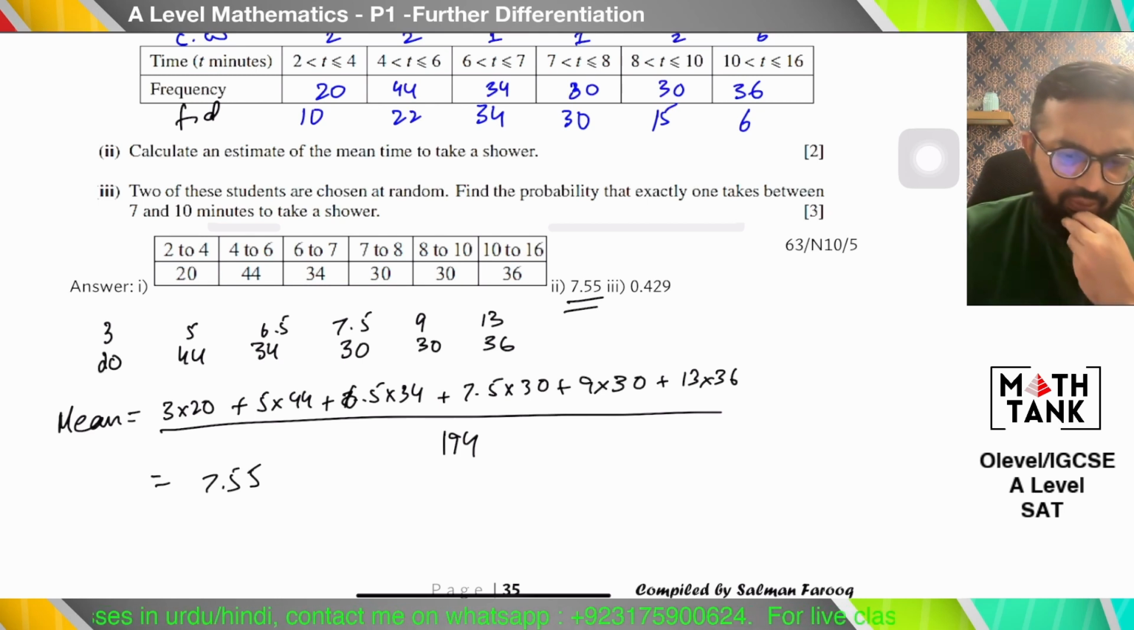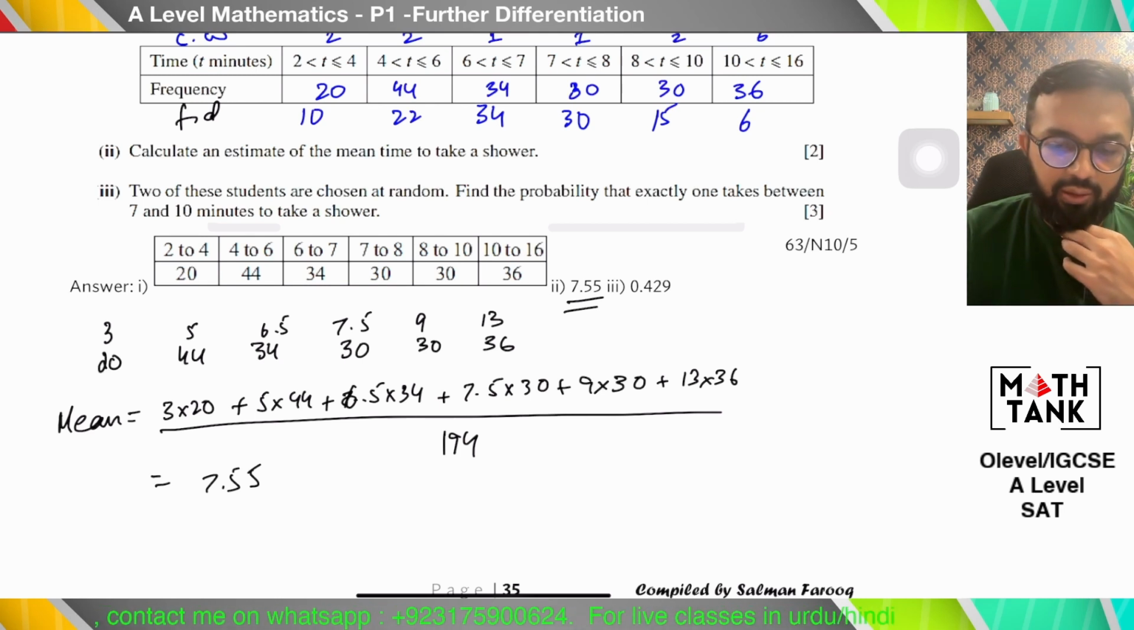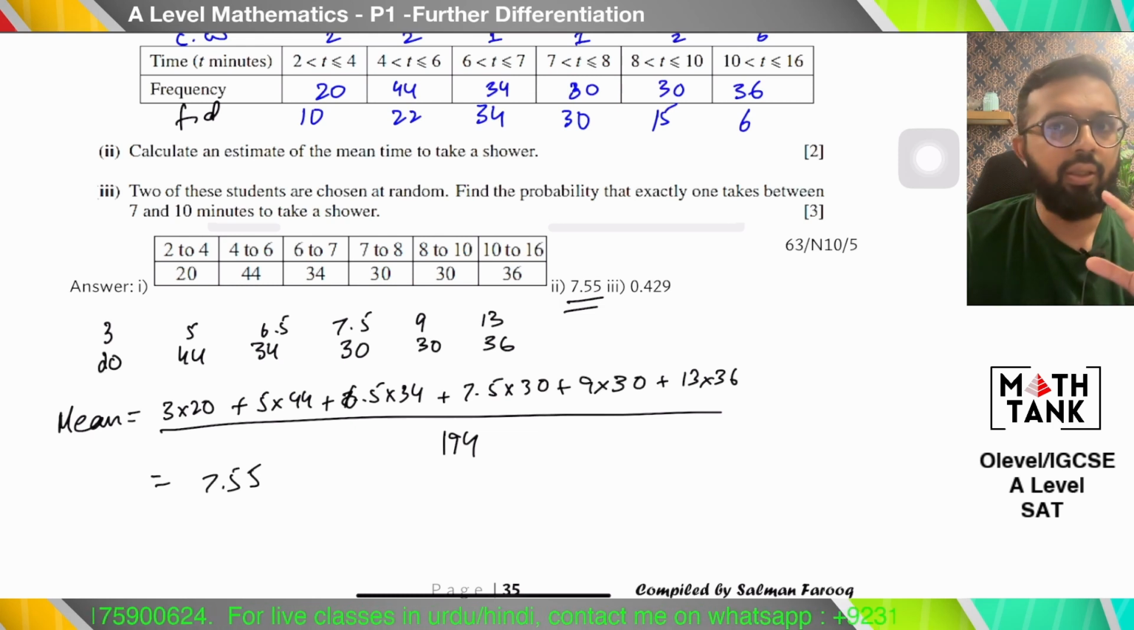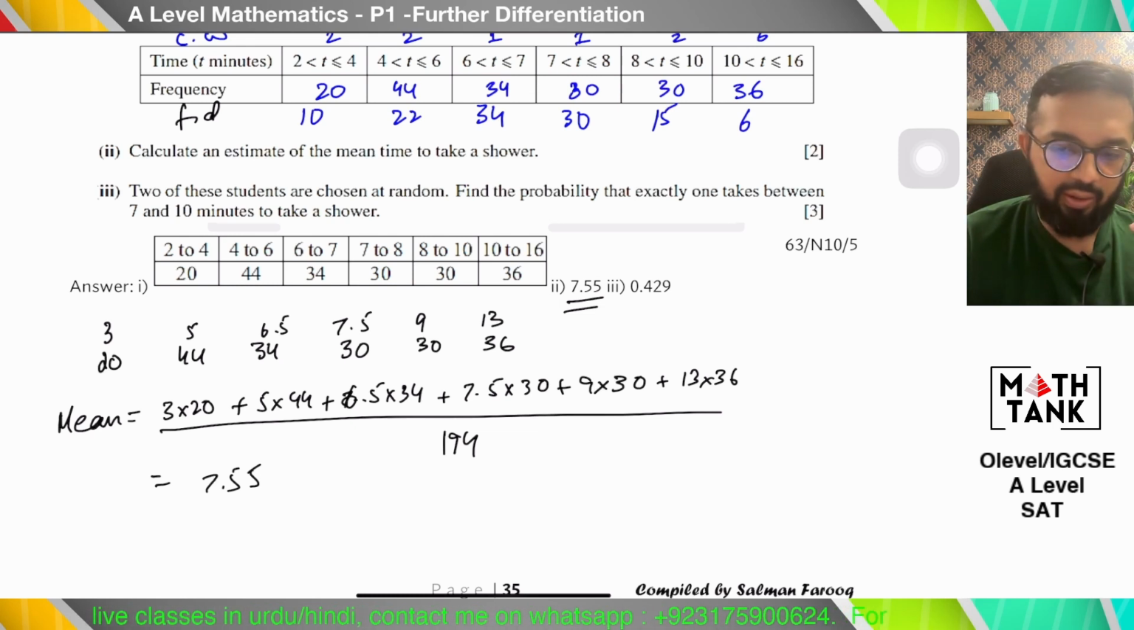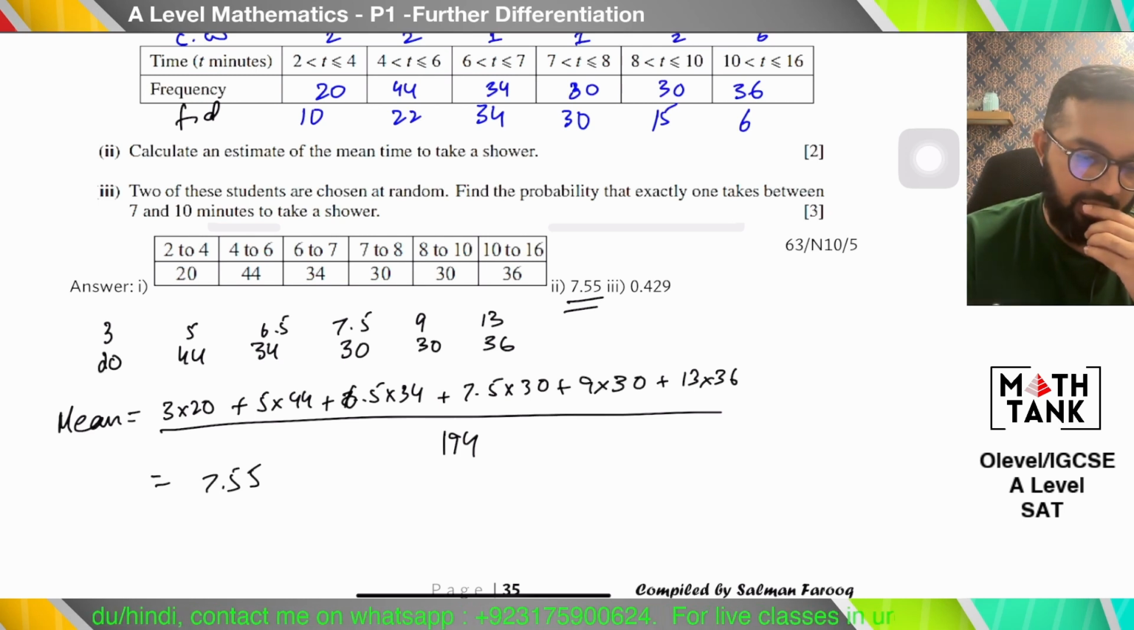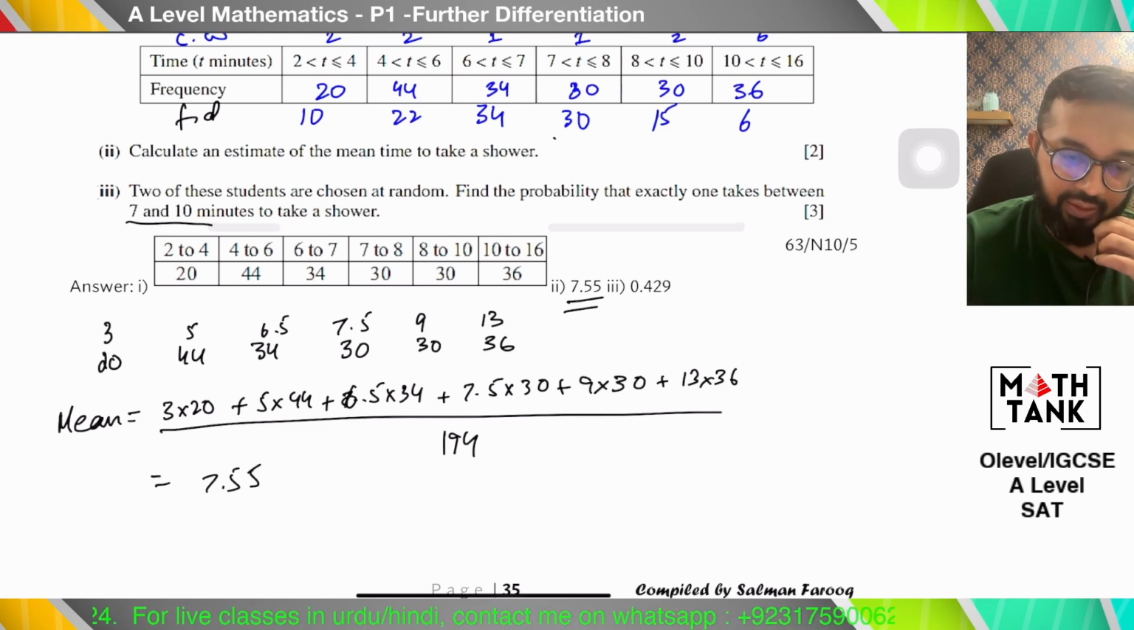Then it says two of these students are chosen at random. Find the probability that exactly one takes between 7 and 10 minutes to take a shower. This is from probability. It's not from this chapter, but let's just quickly get done with that. Between 7 and 10 minutes to take a shower. So 7 and 10 minutes, how many people are we talking about? We're talking about 60 people.